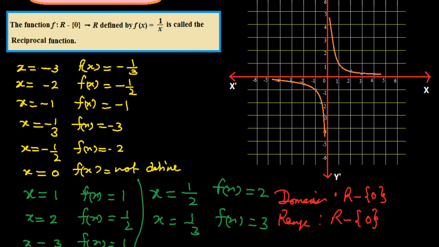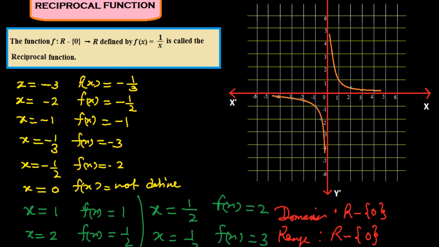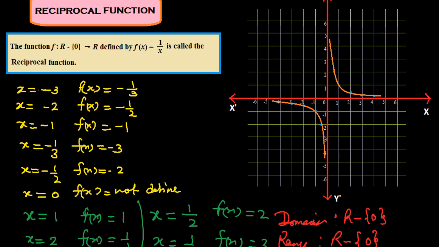So this is the graph of the reciprocal function, and we have seen how we get the domain and range. What would be the domain and range of this reciprocal function?